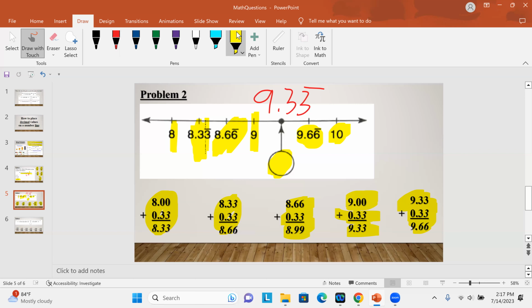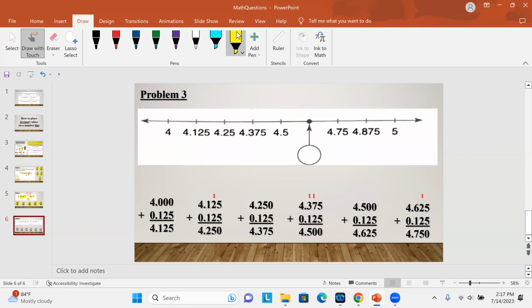Okay, the last problem for this video, problem 3, this one is a challenge. We have a 4 as the first number. The next number we have is 4.125. And here they say that, okay, they add 0.125 to 4 to get 4.125. After that we have 4.25, 4.375, 4.5, and the missing number.